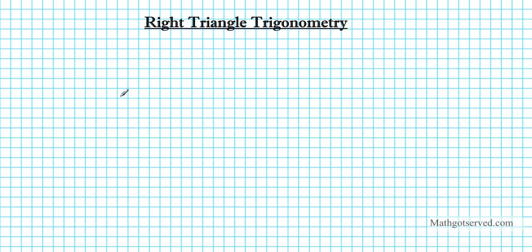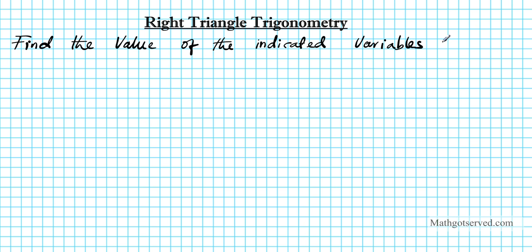So there to find the value of the indicated variables in the given right triangles, okay? All right, so let's take a look at the first one.